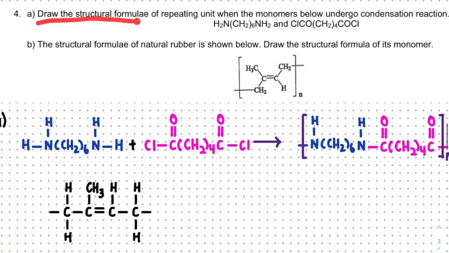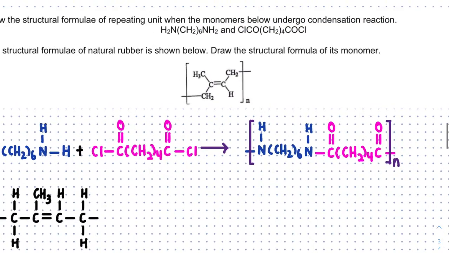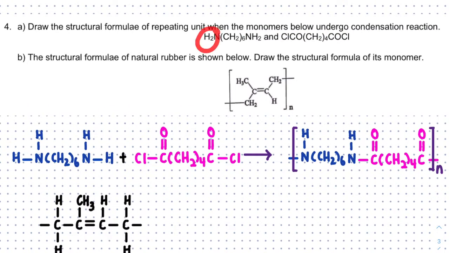Draw the structural formula of the repeating unit when the monomers below undergo condensation reaction. Okay, so from here, NH2, CH2, 6 times, NH2. So this is a structure which I have drawn. NH2 ni, sengaja je Miss buat expanded one, so it is easier for us to see.